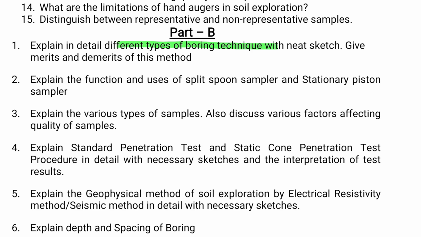The second question is the function and uses of split spoon sampler. There are 3 types of sampler: thin wall sampler, thick wall sampler, and stationary piston sampler. This is a thick walled sampler. This is a stationary piston sampler. Then the third question is the various types of samples. There are 3 types of sample: a representative sample, a disturbed sample, and an undisturbed sample.